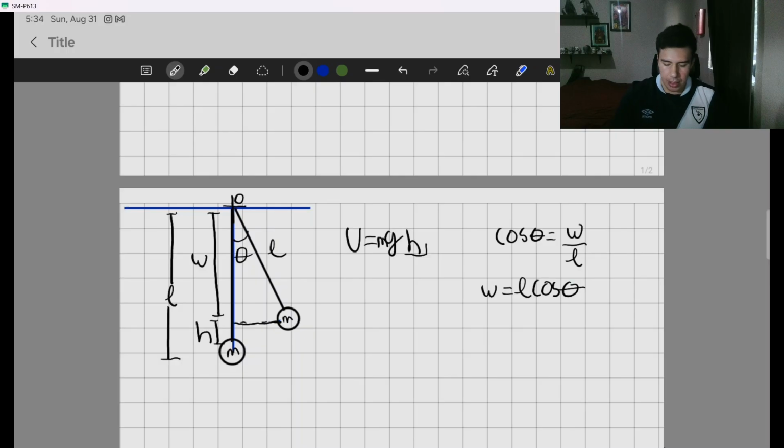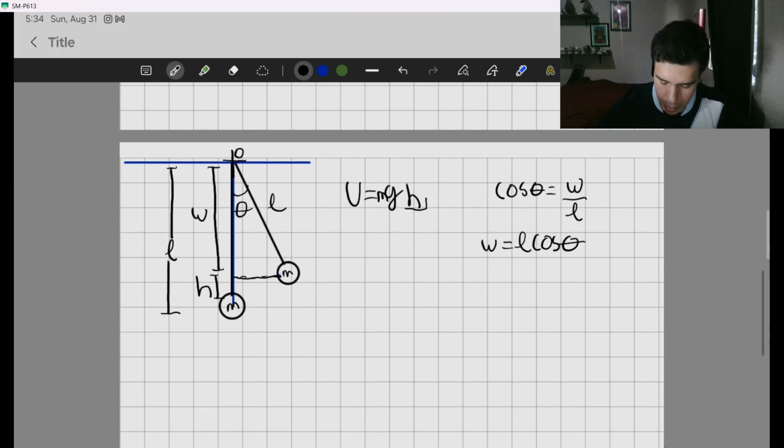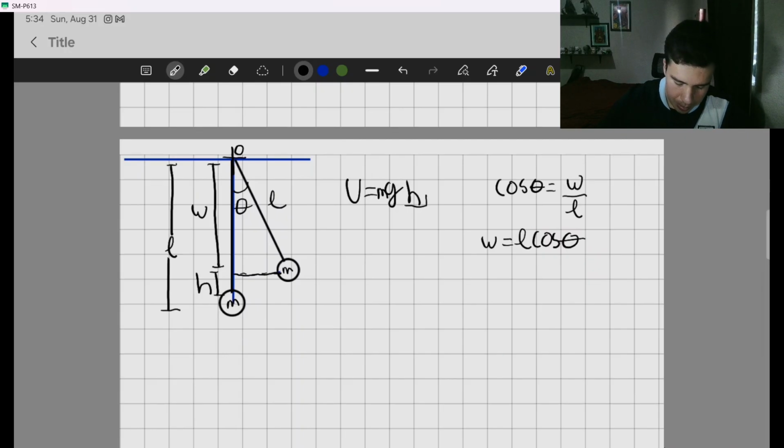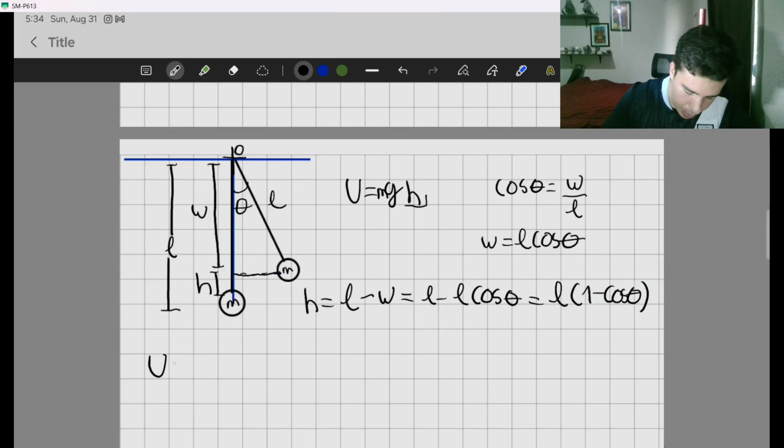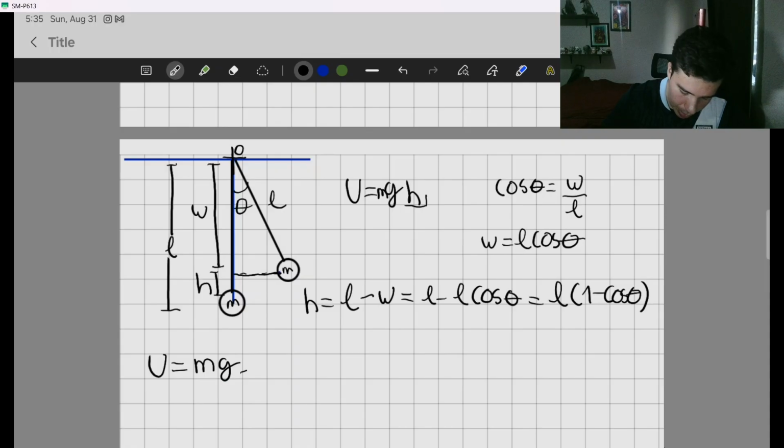Okay, perfect. So this is this part right here. So our height would be L minus w, and this will be equal to L minus L cosine theta. This will be equal to L times (1 minus cosine theta). Okay, perfect. So our expression for the potential energy will be mgL(1 minus cosine of theta).